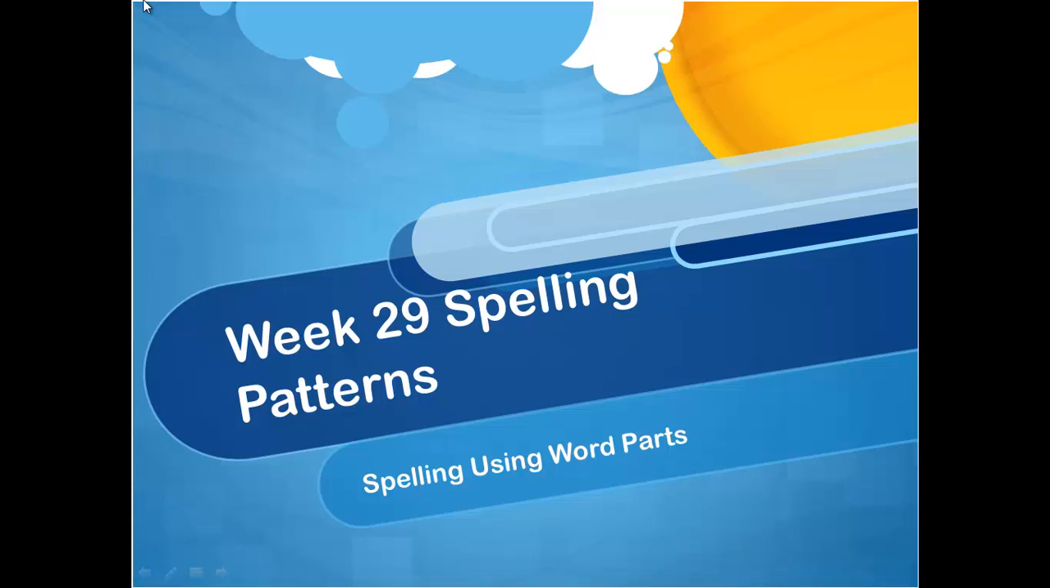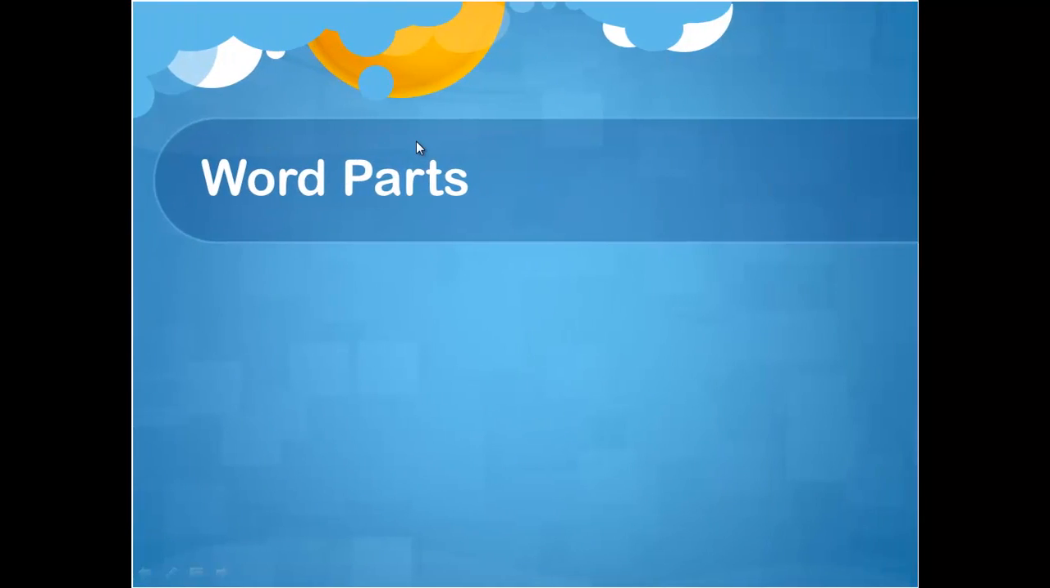This lesson is going to review spelling patterns for the Week 29 spelling list. In this week's list, we're going to take a look at how to use word parts to help us spell longer words. First of all, let's review what word parts are.